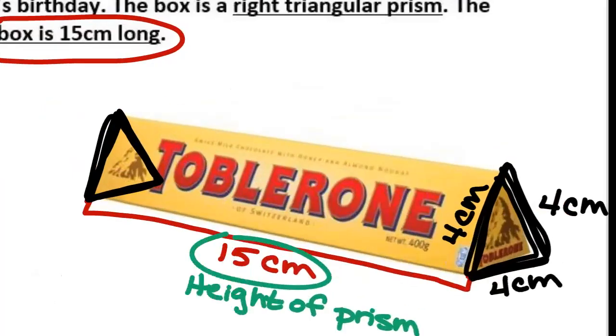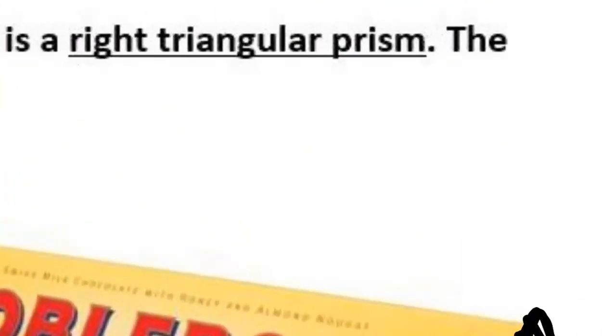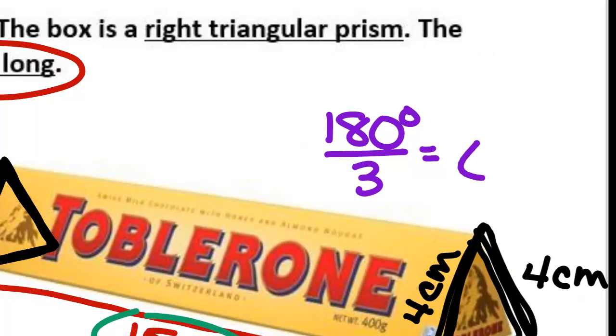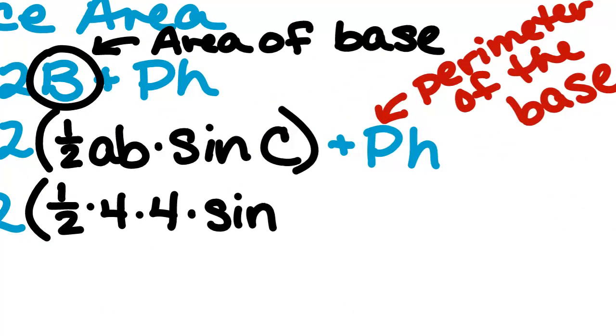They're also the same. So to find the size of the angle, I'm going to take 180 degrees because the three angles of a triangle have to add up to 180. We're going to cut that into three equal-sized angles. What is 180 divided by 3? 60. So this angle right here is 60 degrees. So it's sine of 60 degrees.